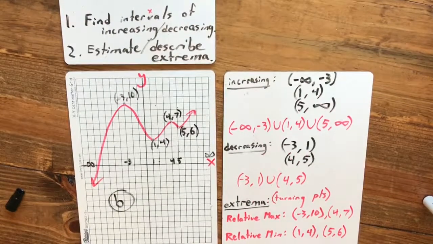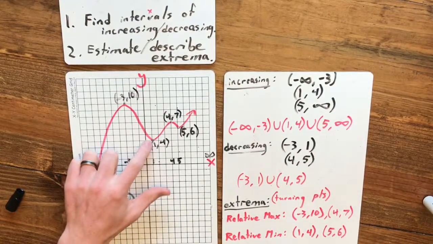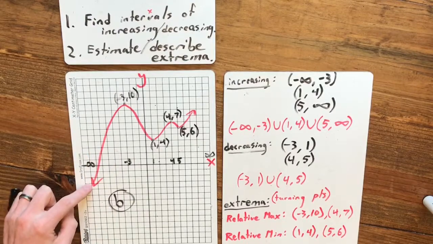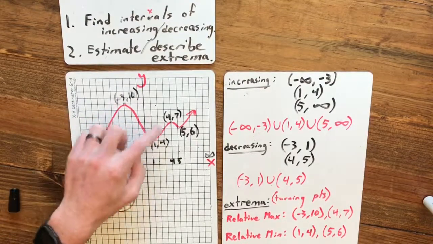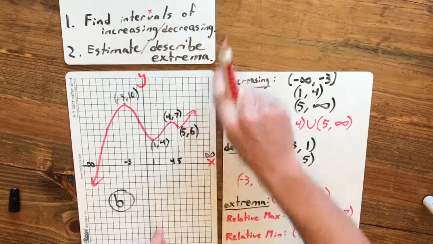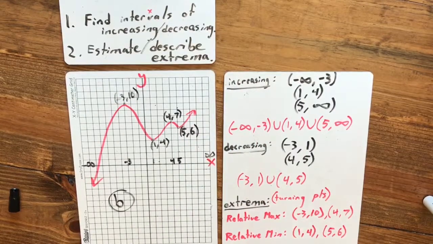So in this case, we had no absolute because though this is a low point, we can see that it gets lower. And though this is a high point, we have several high points, they get higher. So they have to be the absolute highest or lowest point of the entire graph to be absolute. These were just relatively the highest points in their vicinity.